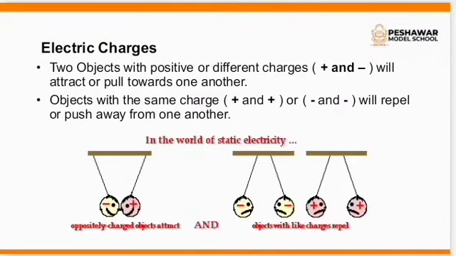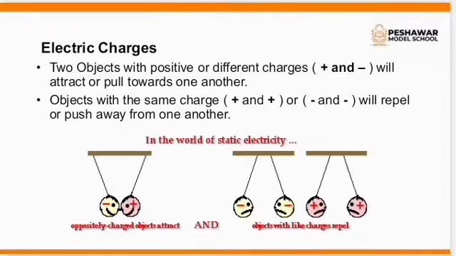Electric charges. Now, what are electric charges? You can check this on your page 82. Two objects with different charges, which means one is positive and the other one is negative, will attract or pull towards one another. Look here in this picture, two different charges. One is positive and the other one is negative. Right? They will attract each other or pull towards one another, which means they have higher attraction.